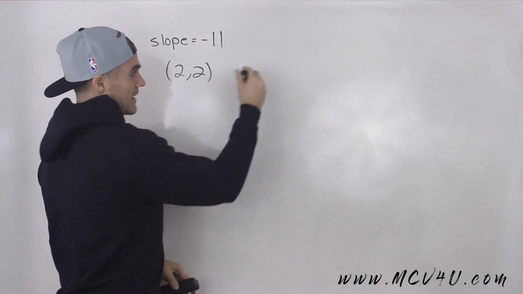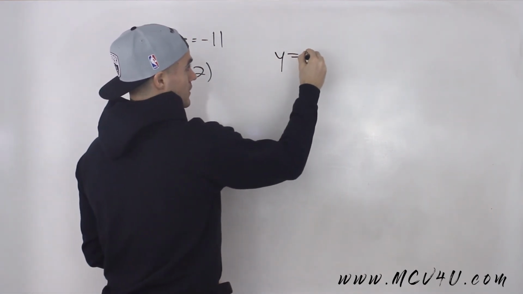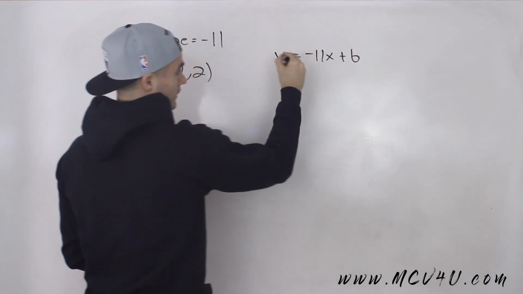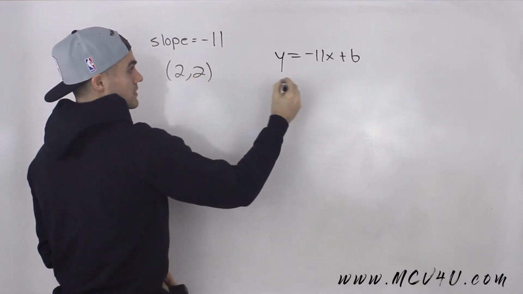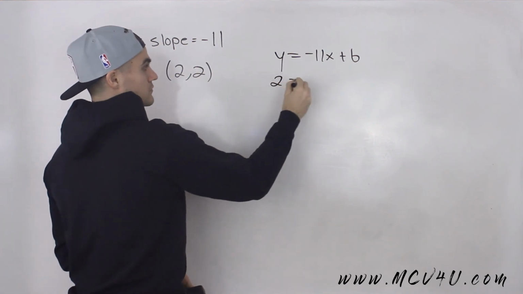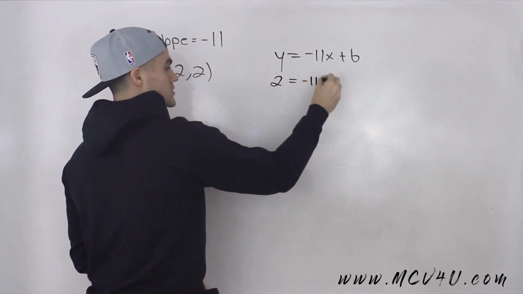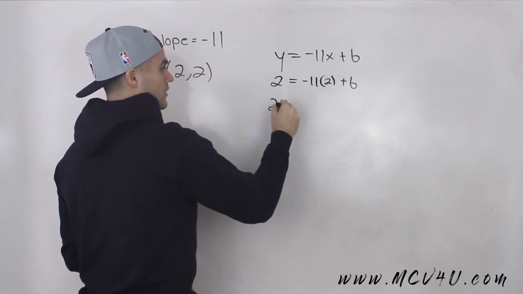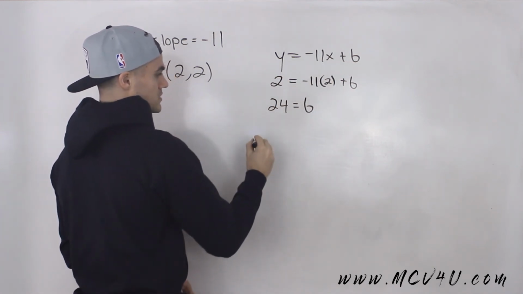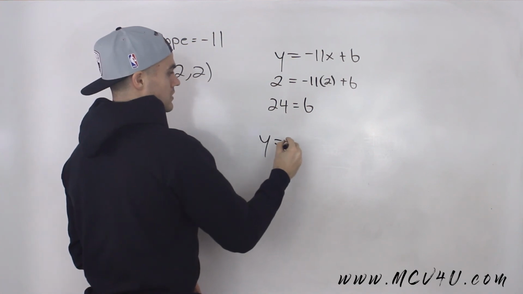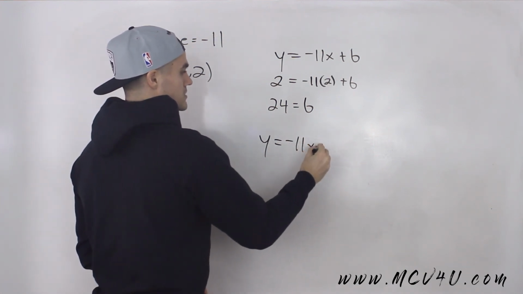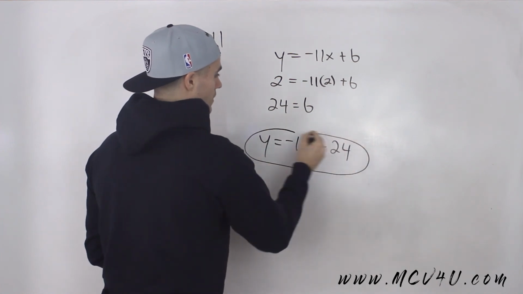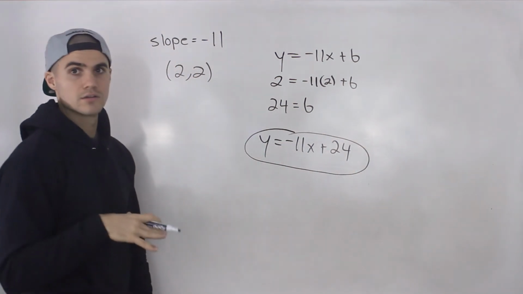And then that line is passing through (2, 2). So we can just plug in the slope and the x and y values and solve for b. Plugging in a y value of 2: 2 equals negative 11 times 2 plus b. This is negative 22, bring it over, 24 equals b. So our final equation is y equals negative 11x plus 24. And that is the final answer to this question.